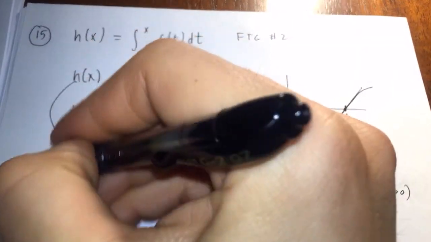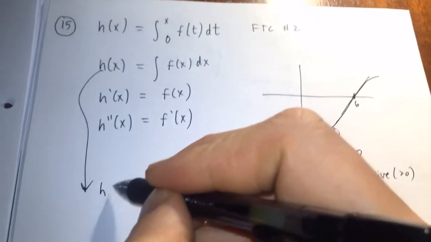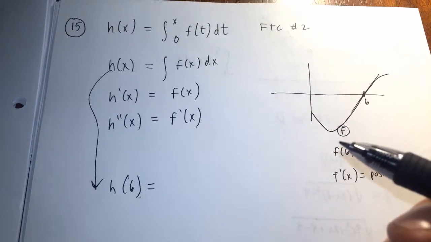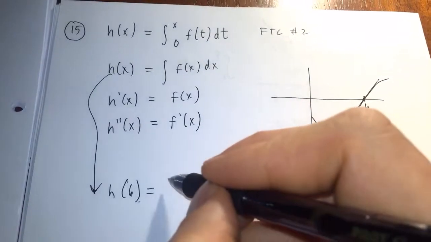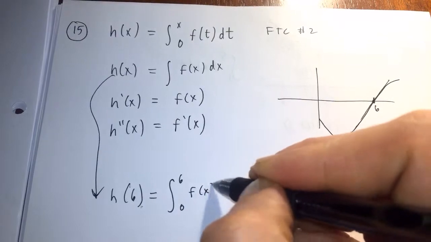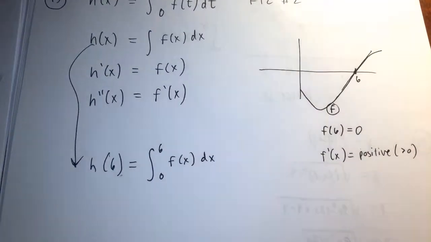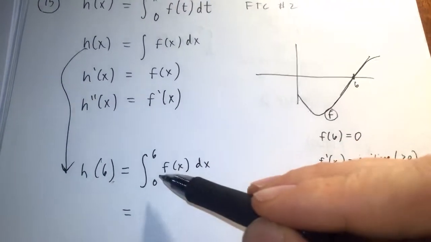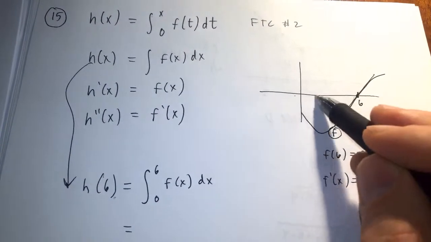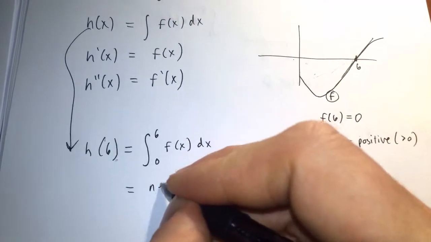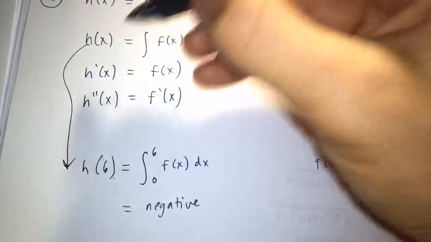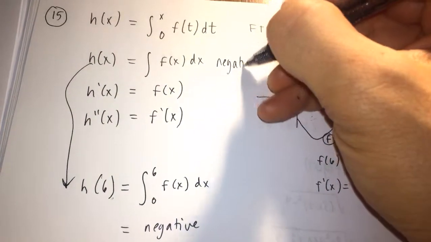Now, think about this. If you want to find h of 6, you're basically doing the integral from 0 to 6 of f of x dx. Essentially, this is saying, what's the area under this curve from 0 to 6? Wouldn't you say it's below, so therefore, it's going to be some negative area? So it looked like this was negative.